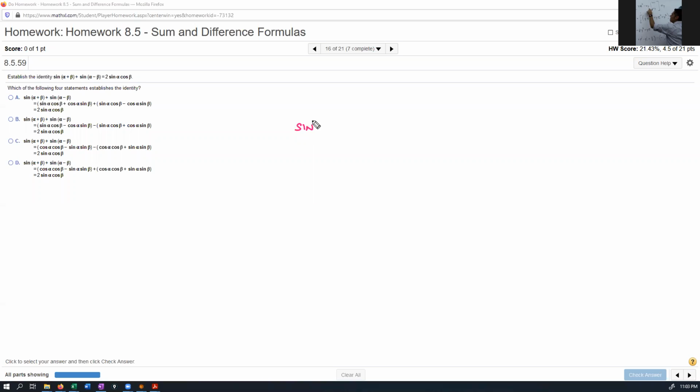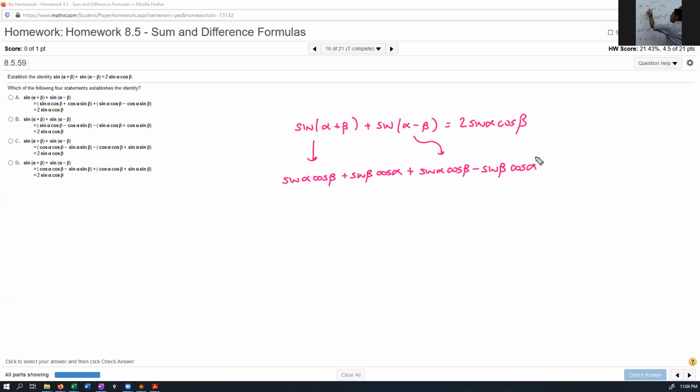Okay, so how about this one? Sine of alpha plus beta plus sine of alpha minus beta is equal to 2 sine of alpha cosine beta. All right, so first use the sum formula here. This is sine alpha cosine beta plus sine beta cosine alpha, and now use the formula for this one, which is sine alpha cosine beta minus sine beta cosine alpha. And now some things should cancel here.